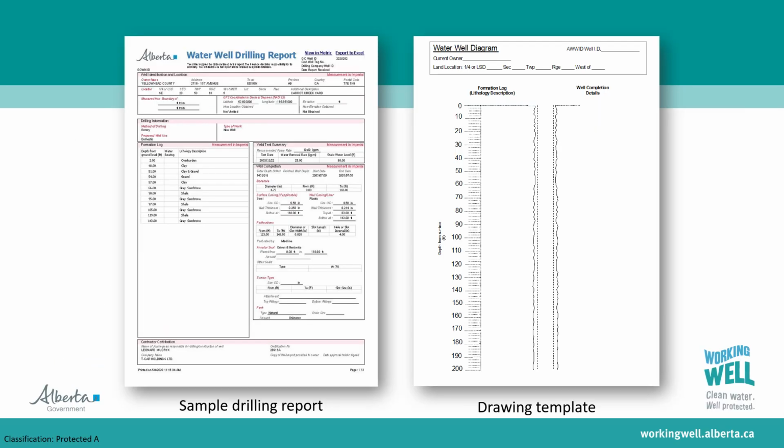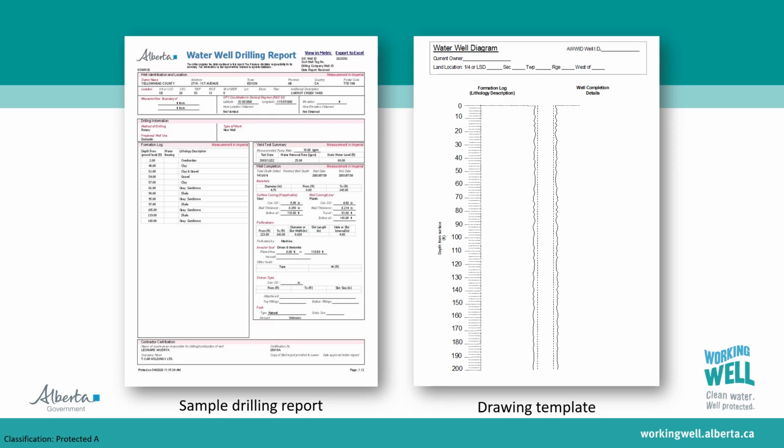In order to do the Draw Your Well exercise, you will need your water well drilling report. To find your water well drilling report, you can go to the Alberta Water Well Information Database, which is where all the drilling reports for the province are housed, and you can search for your drilling report on there. If you need assistance looking for your drilling report, there is a Working Well resource video on how to find your drilling report that you can watch and follow along with.